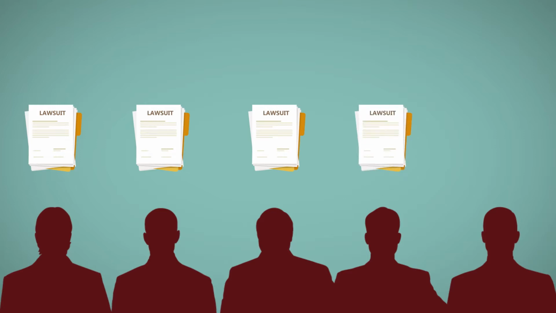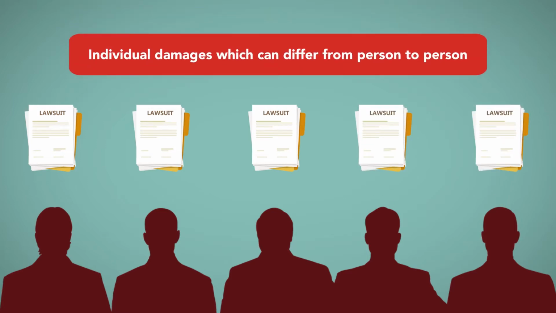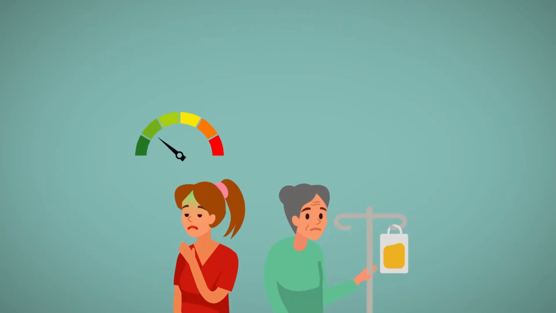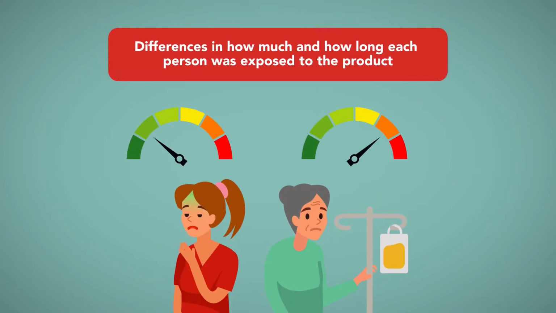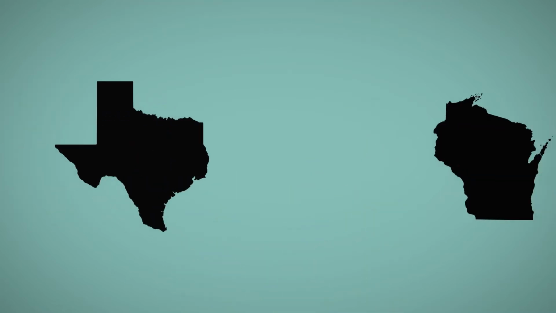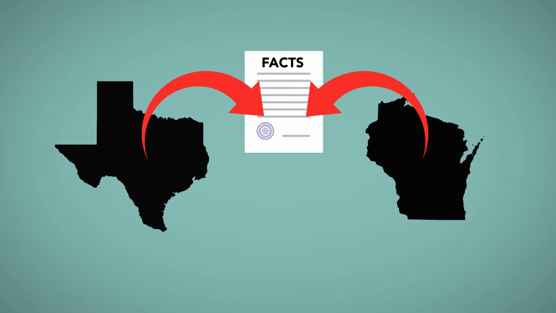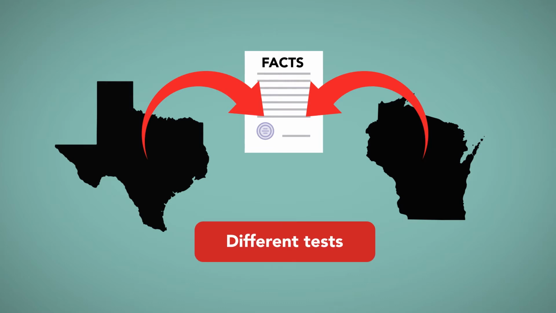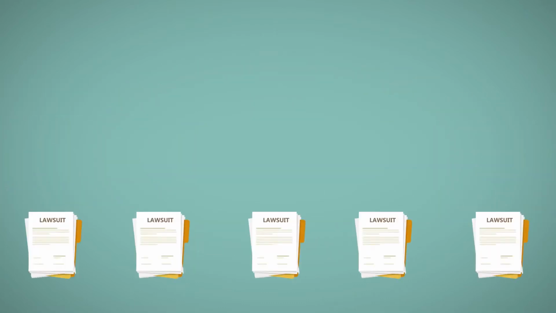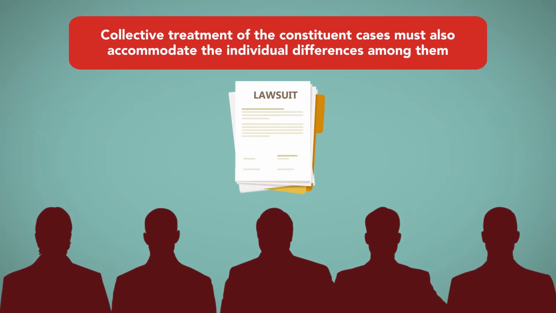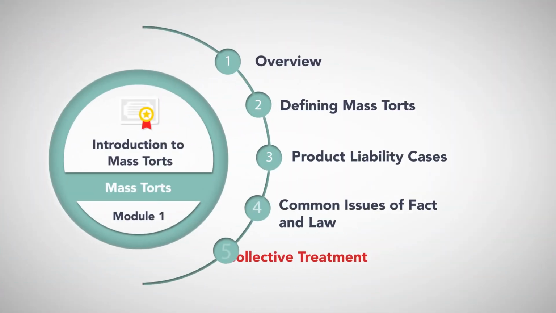There are, however, also issues that arise in mass tort cases that are individual to each constituent claim. Each plaintiff has suffered individual damages which can differ from person to person. There may be differences in how much and how long each person was exposed to the product. Moreover, as tort claims are generally governed by state law, there may be differences in how the legal doctrines of the various states evaluate the same set of facts. One state may apply a different test than another to decide whether a warning is effective, for instance. Therefore, the collective treatment of the constituent cases must also accommodate the individual differences among them. Collective treatment.